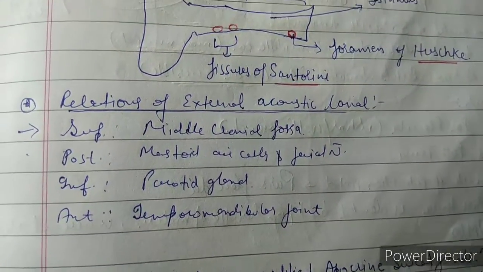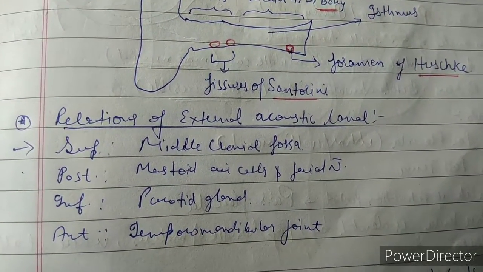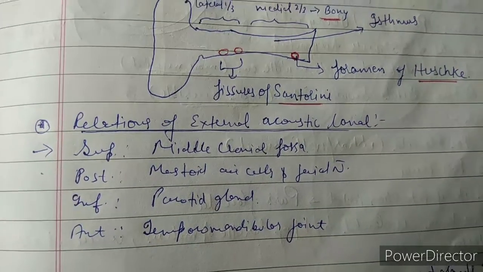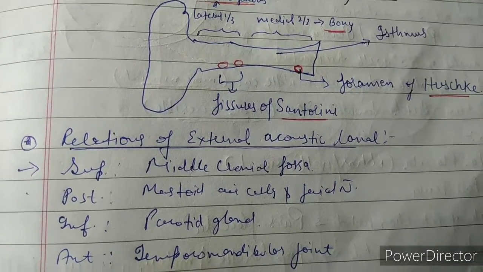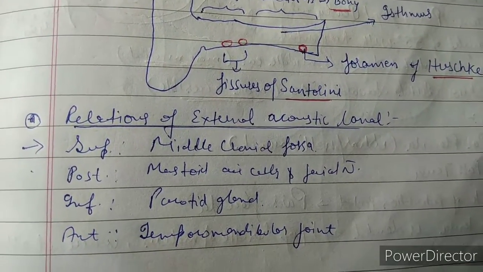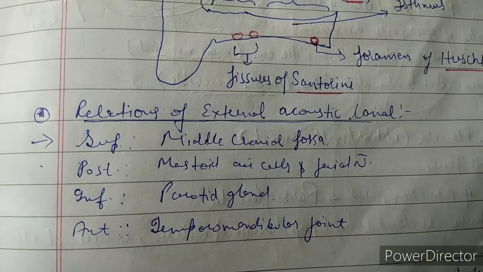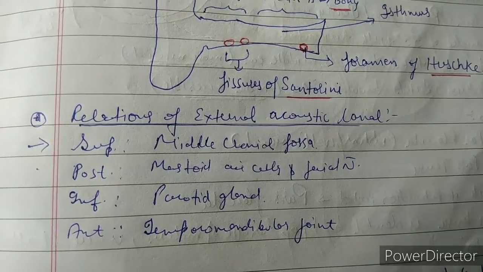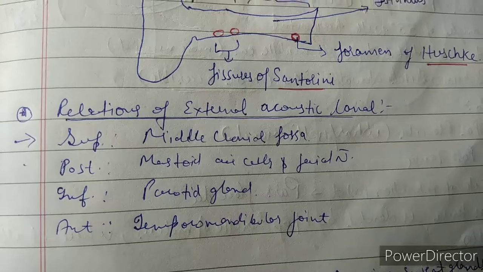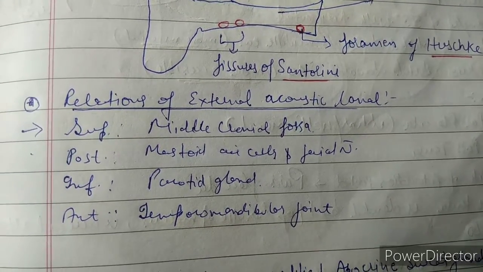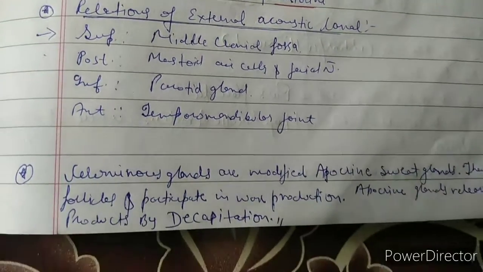Now we will discuss the relations of the external auditory canal. The external auditory canal is also known as the external acoustic canal. Superiorly, it has a relation with the middle cranial fossa, that means above. Inferiorly, we have the parotid gland, anteriorly we have the temporomandibular joint, and posteriorly we have the mastoid air cells and the facial nerve. So these are the relations of the external acoustic canal.